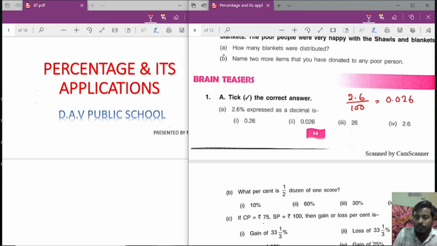0.026, because here in 2.6 the decimal position is after 2, yes. So now if we divide by 100, the decimal position goes left. How many places? That is 2, because of 2 zeros. So the answer is 0.026. Or you can write 2.6 divided by 100, or you can write 2.6 equal to 26 by 10, already 100, that is 1000. So the answer is 0.026. Understand?